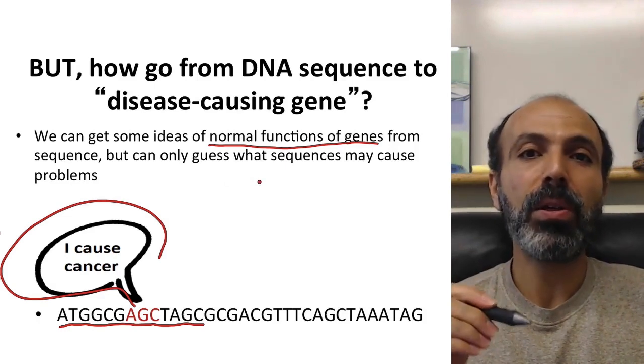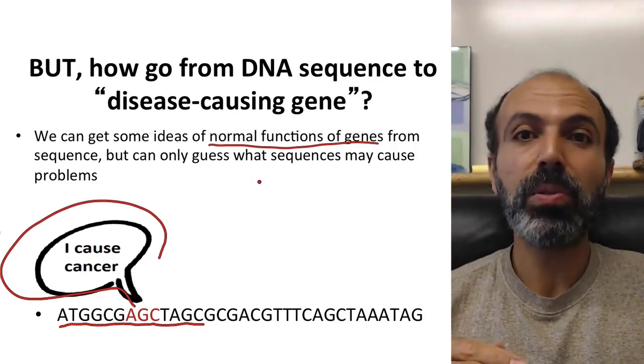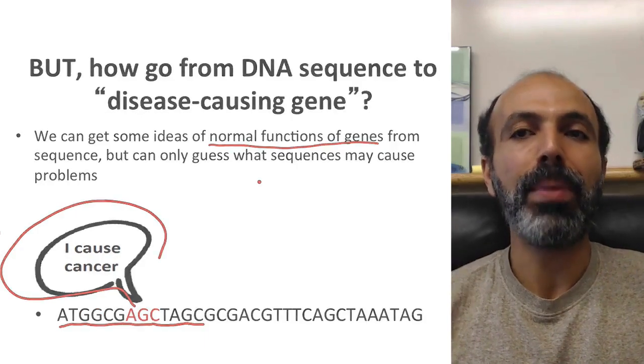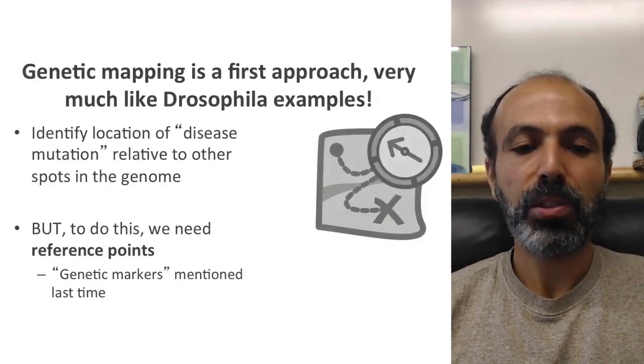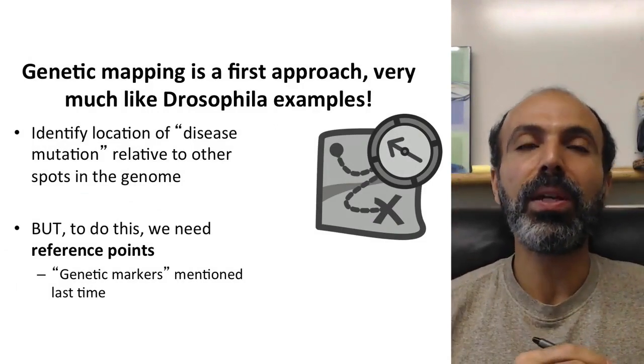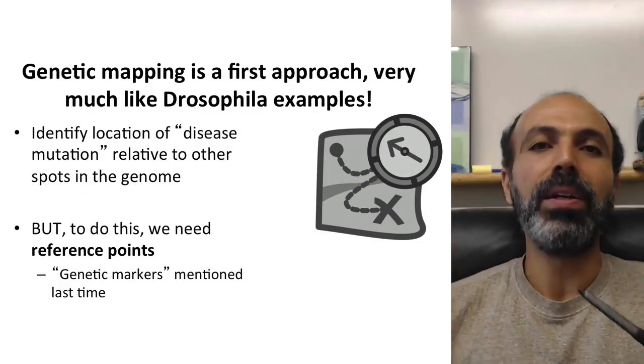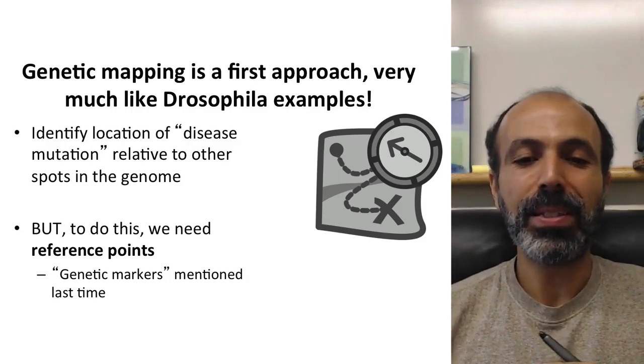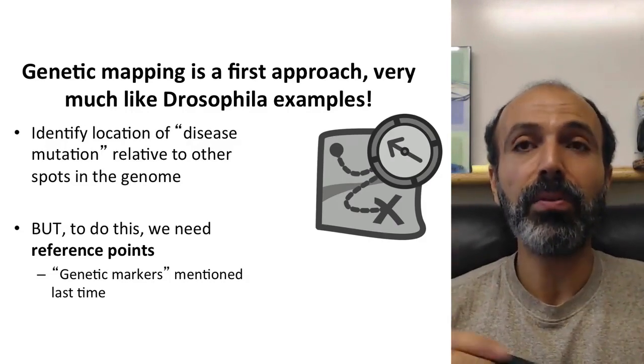That's why we have to go through this somewhat arduous task of genetic mapping. Now, genetic mapping is very much a first approach. It is not conclusive. You can't just map a disease and say, oh, there it is, done, that's the base that causes it. It's definitely the start of looking into this.